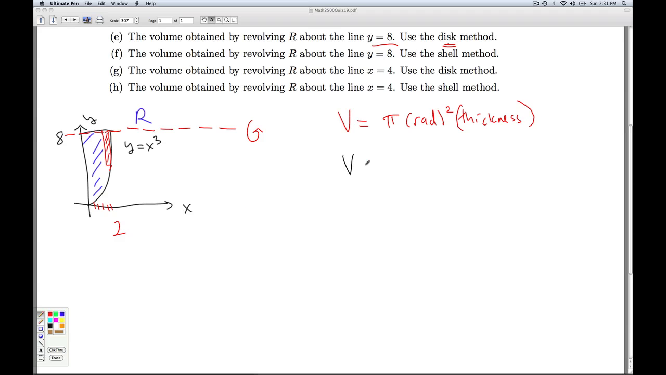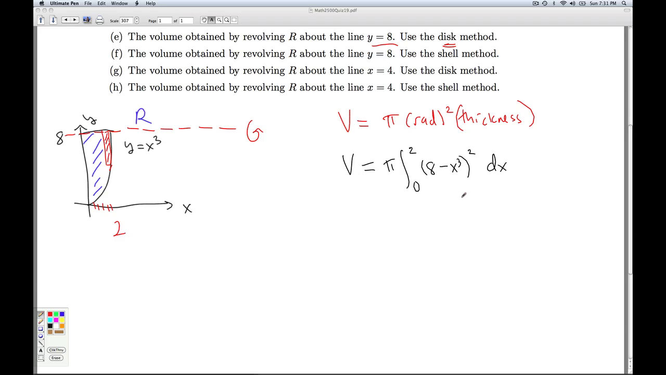Alright, so I'm going to be integrating. Well, I'm chopping up the x's from 0 to 2. The radius squared is going to be the distance from the axis out to the top of one of these representative rectangles. That's going to be the height of one of these rectangles, which is going to be the top minus the bottom, 8 minus x cubed. Squared times the thickness, dx.